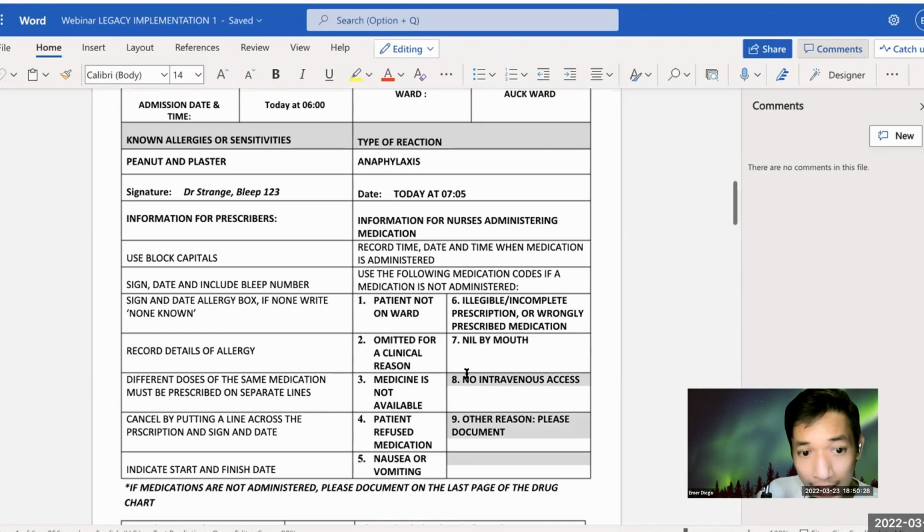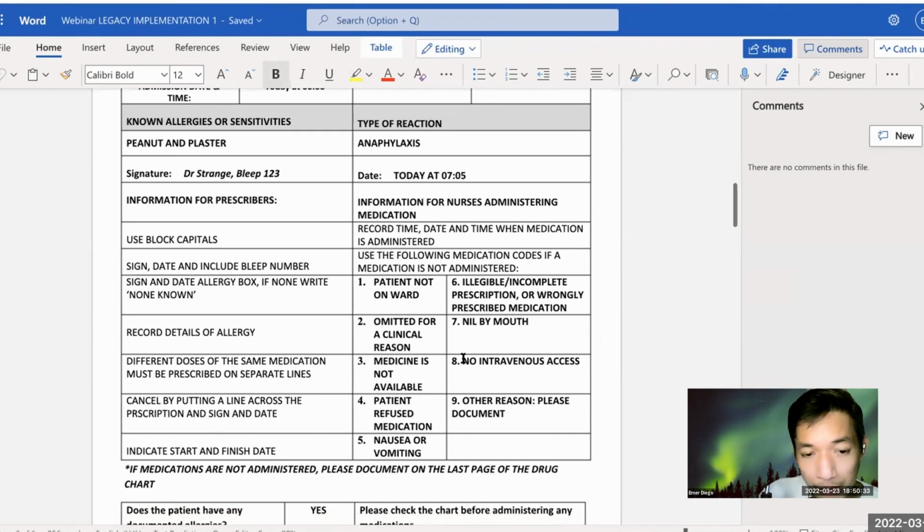Before I carry on, let's break down the codes. Number one, if the patient is not on the ward. Number two, if the medication you're about to give will be omitted for a clinical reason. The clinical reason might be, let's say, the blood pressure of the patient is really low. Let's say digoxin, you might not give this because the patient's heart rate is too low, less than 60. Those are possible clinical reasons. Number three is medicine not available. So Emmer, could that happen on the examination? Yes, it may happen. So please do remember code number three.